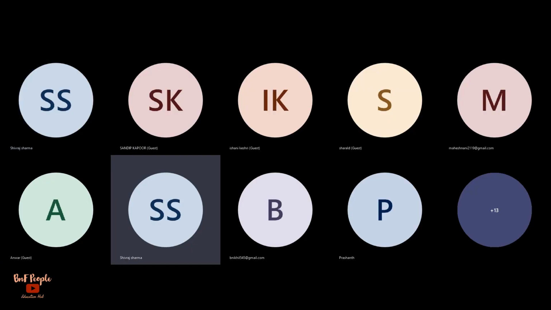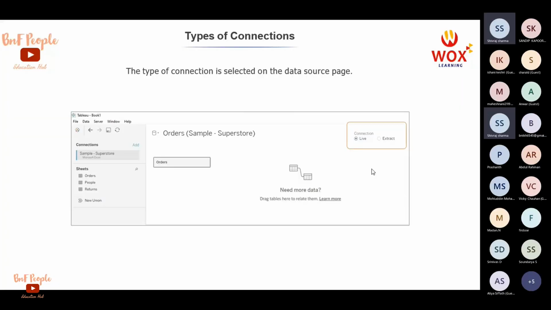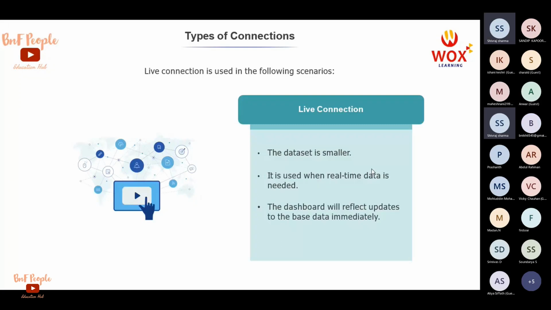Okay, fine. So we have two types of connections, live and extract. What are these two types? In a live connection, the data set is small. It is used when real-time data is needed.